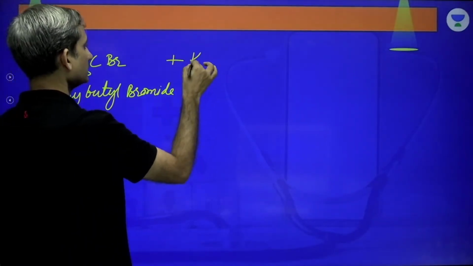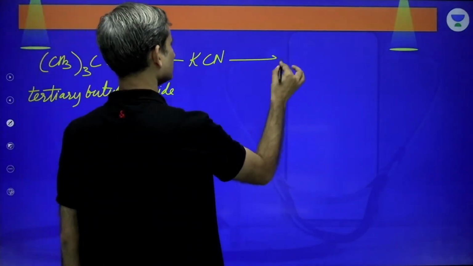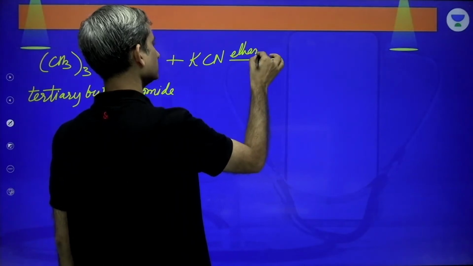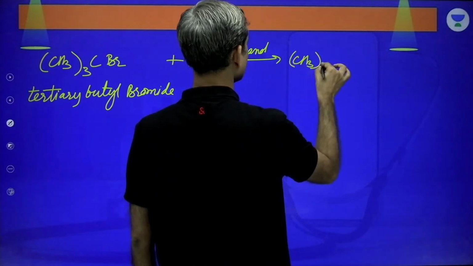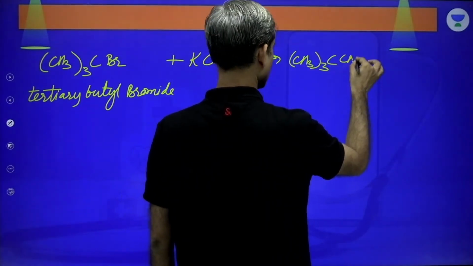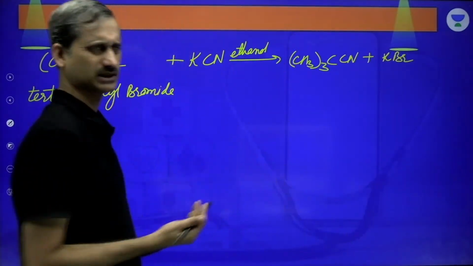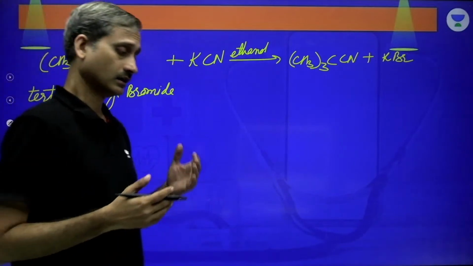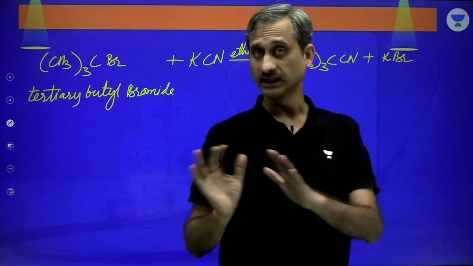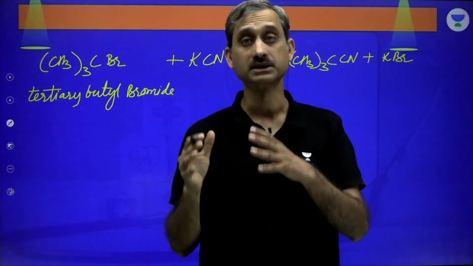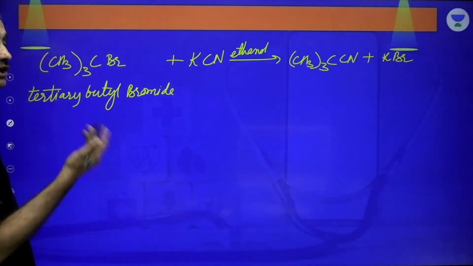Now this again reacts with potassium cyanide, KCN. Again, it is in presence of ethanol as a solvent. And here again we get (CH3)3CCN plus KBr. Now this is the reaction that we get. Now how does this reaction take place? The mechanism of this reaction, and again what I am talking about is what we have observed, not predicted. We are not predicting the mechanism, we are just observing the reaction.